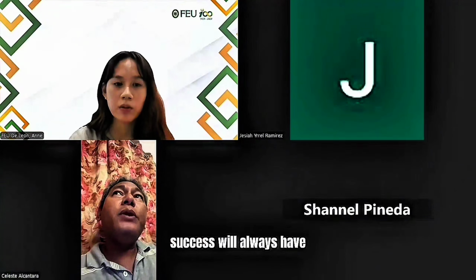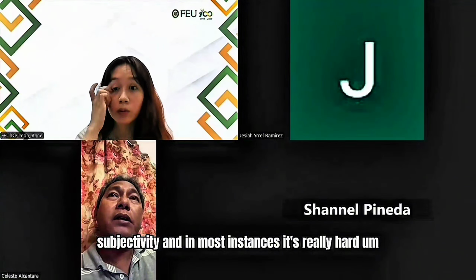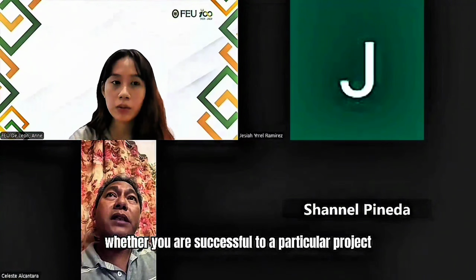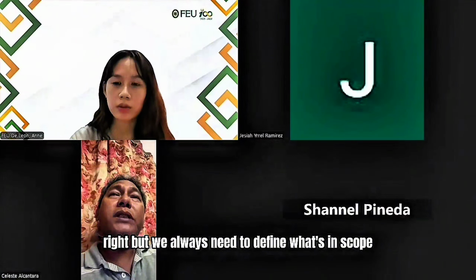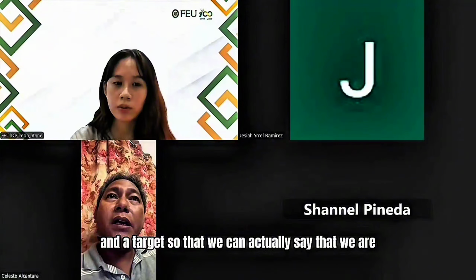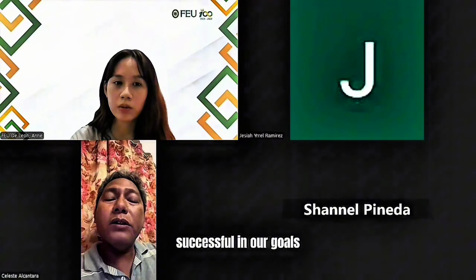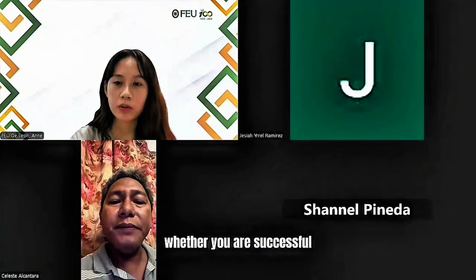Success will always have subjectivity, and in most instances, it's really hard to define whether you are successful in a particular project, right? But we always need to define what's in scope and a target so that we can actually say that we are successful in our goals. Because without targets and goals, it's going to be hard to define whether you are successful.